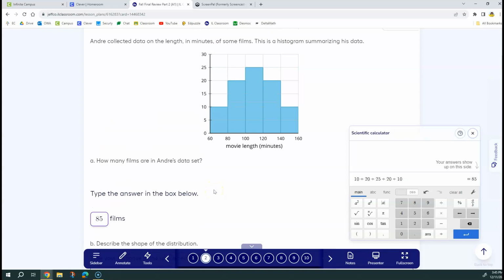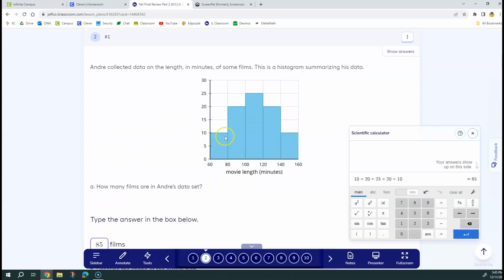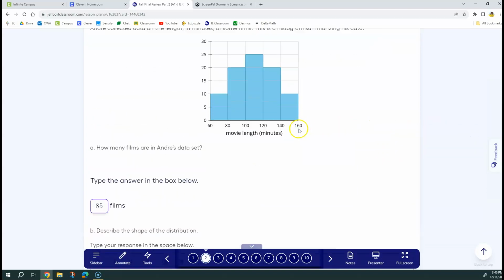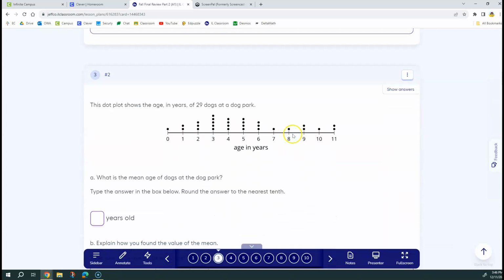Okay, and describe the shape of the distribution. Remember shapes. You can go back in your notes and your vocabulary and look up those different shapes. This shape is pretty much symmetrical, meaning if you put a line down the middle, it's basically the same on both sides. And it's also got a bell shape to it. So it's got that bell curve and it's symmetrical. There's problem 1.